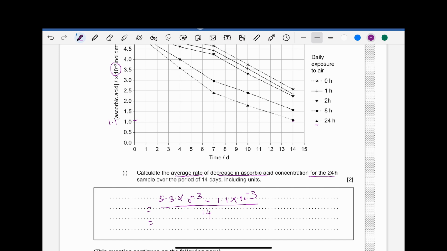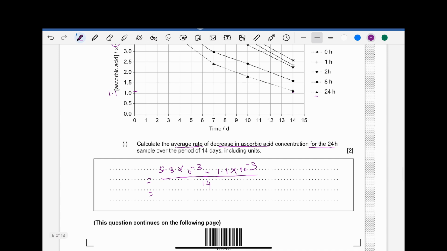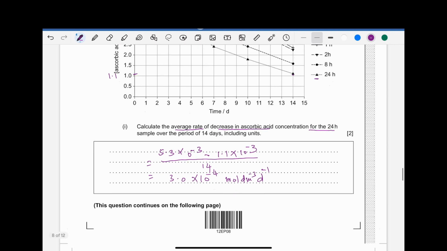So average rate will be equal to, if we calculate this, that will be 3.0 times 10 to the power minus 4, and units will be mole per dm cube per day. So 1 mark for calculating the average rate and the second mark for units.